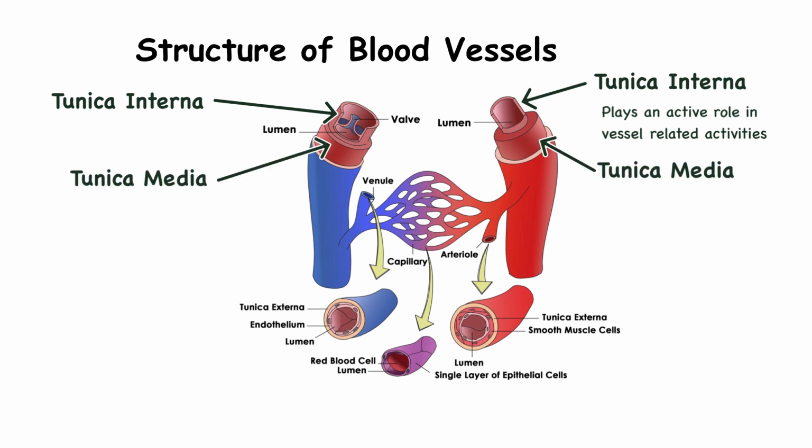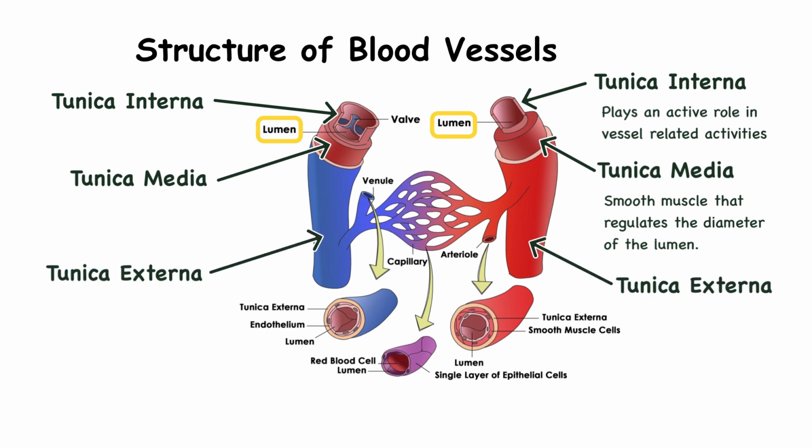This is a layer of smooth muscle that can contract or dilate to help regulate the diameter of the lumen. And the lumen would be the innermost portion that the tunica interna touches, or where the blood would be flowing. And then finally would be the outermost layer, which is called the tunica externa. And this is the layer that is going to help anchor the blood vessel to surrounding tissue.